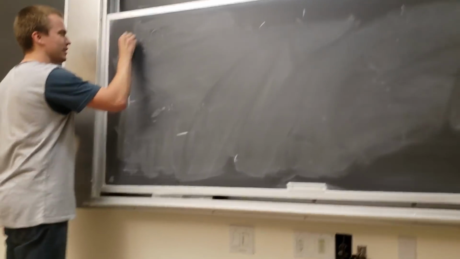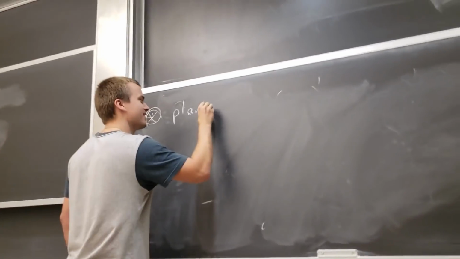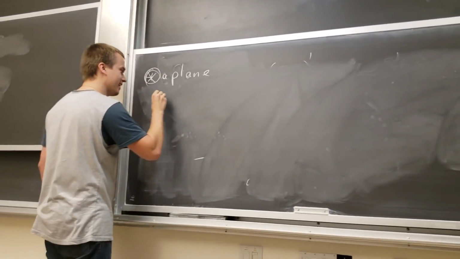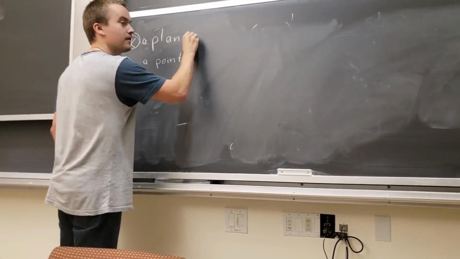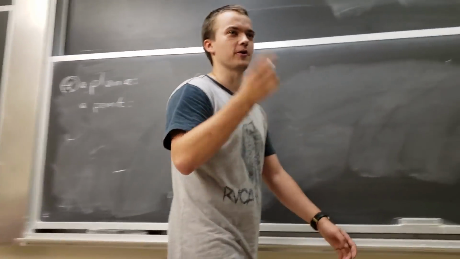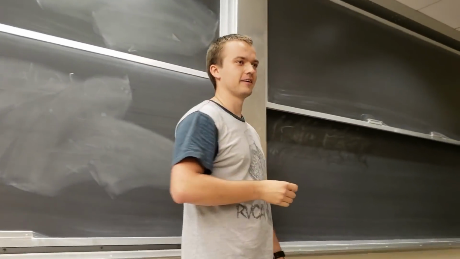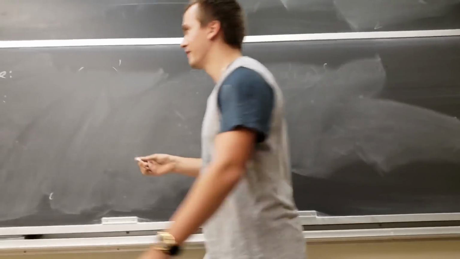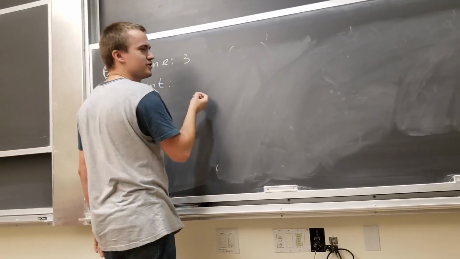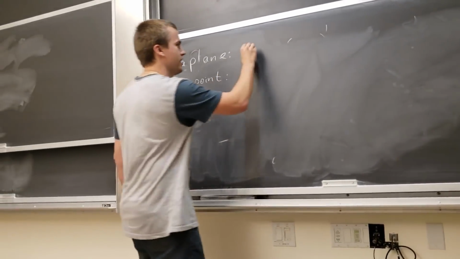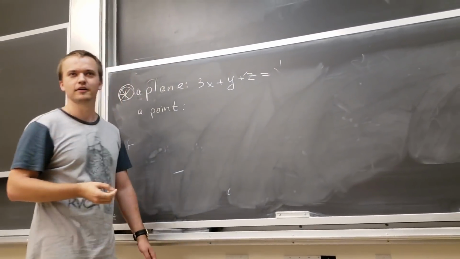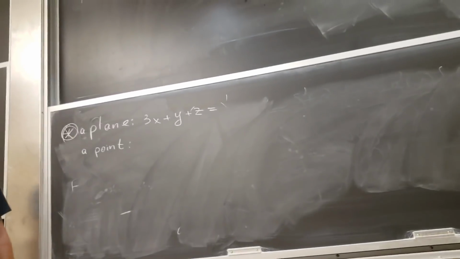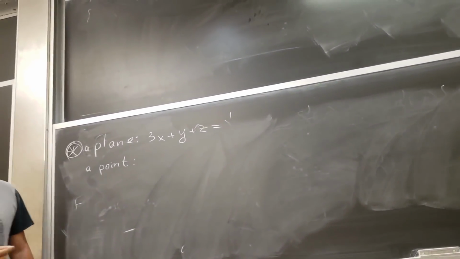So we need to choose two things: a plane and a point. The plane is in three-dimensional space. So any plane. For example, 3x plus y plus z equals what? Pi. Pi equals pi. Okay.